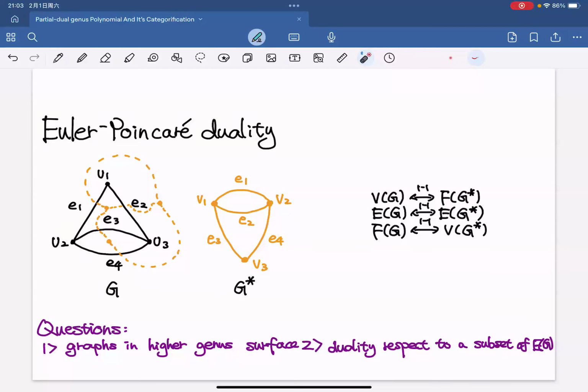So this is a very classical construction, but here we want to ask the following 2 questions. The first one is, how about graphs embedded in some higher genus surface, not necessarily an oriented surface? And the second one is, if we regard this kind of duality as the duality with respect to the whole set of edges, how can we define the duality just with respect to a subset of the edge set?